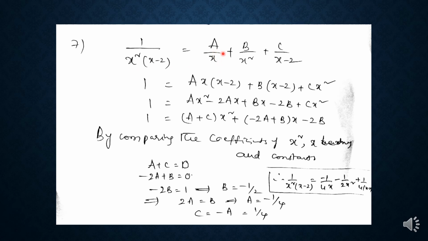Here by taking LCM, what we will get: ax into x minus 2 plus b into x minus 2 plus c into x square. 1 is equal to ax into x minus 2 plus b into x minus 2 plus cx square. So by expanding these terms, we will get ax square minus 2ax plus bx minus 2b plus cx square. Here if we see this, only one linear factor is there.